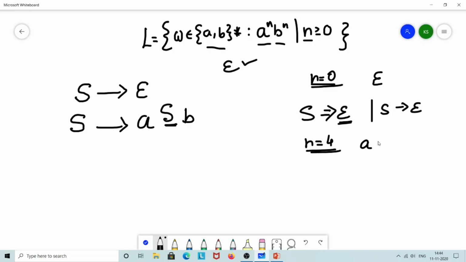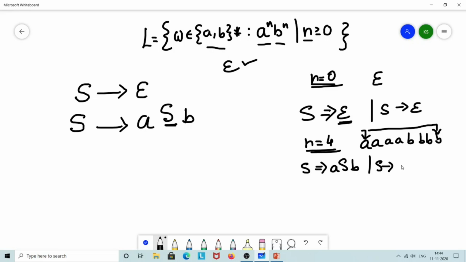Now what if I take the n value as 4? Then the valid string here will be 4 a's followed by 4 b's. Now how can I obtain this using the rule set I have for my context-free grammar? First I will apply the rule aSb, right? So I have generated this a and this b. Which rule is applied? S gives aSb, right? Now the remaining middle part has to be obtained by evaluating this S.